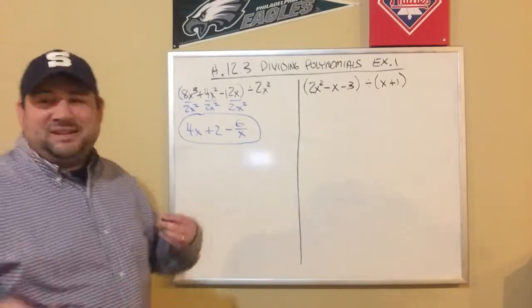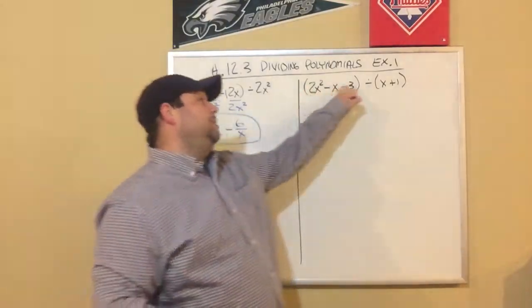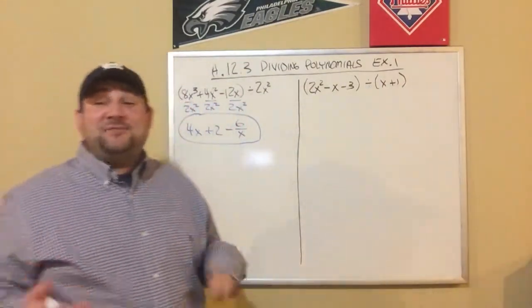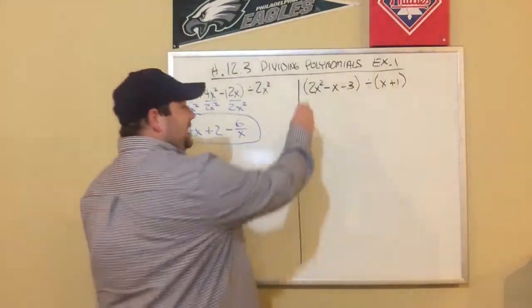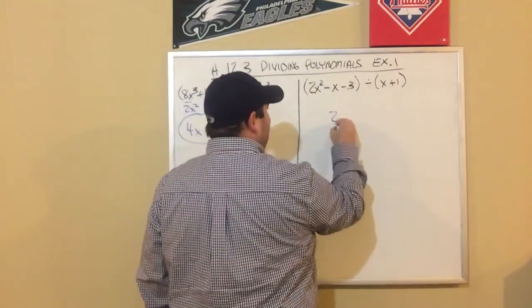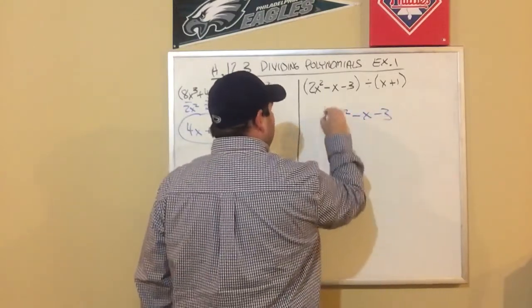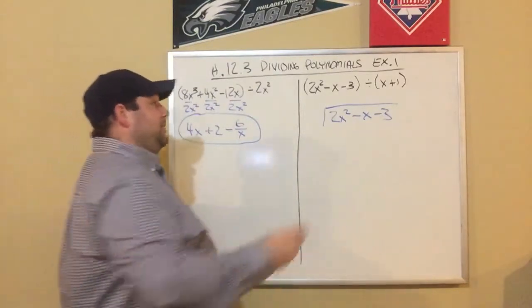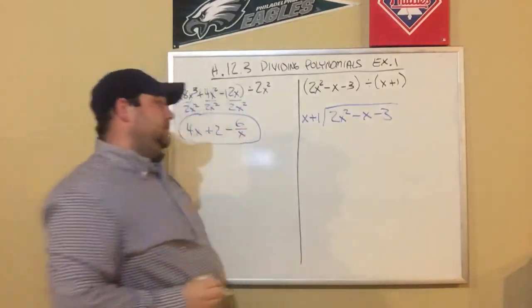So that's pretty much review. But now let's talk about dividing a trinomial by a binomial. In this case, we have to do actually long division. So we take our problem, 2x squared minus x minus 3, and put it under the long division bar. And we're dividing that by x plus 1.